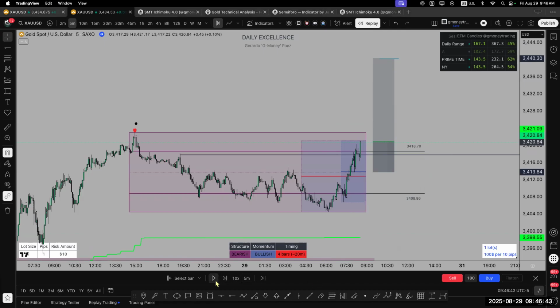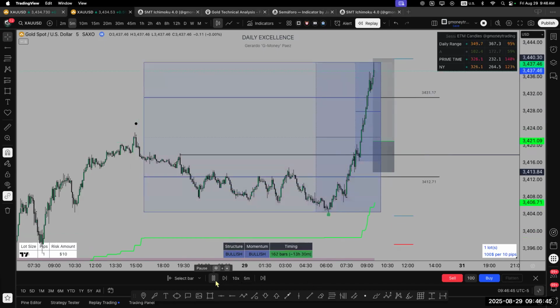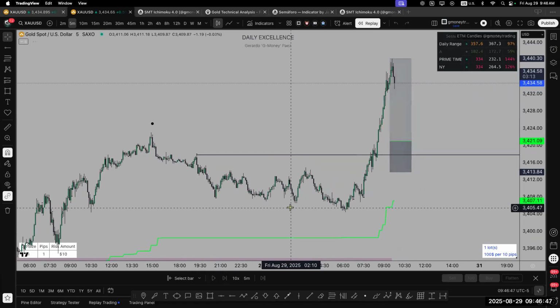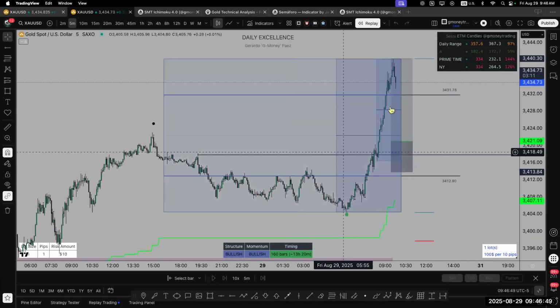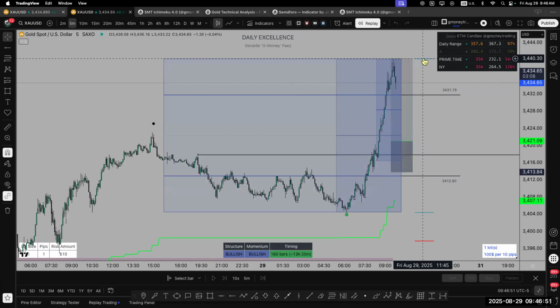Okay. And then from there, up it went. And then it hit that extension, 33.39, which is what we had called. Okay, so great examples there.